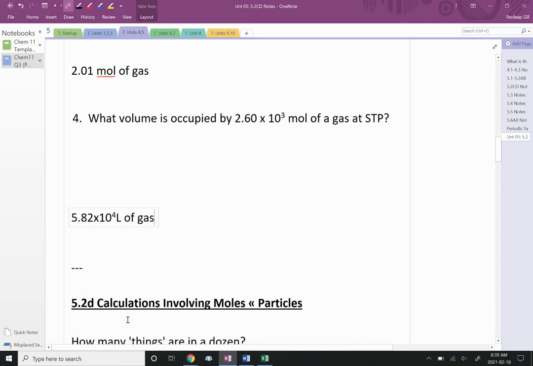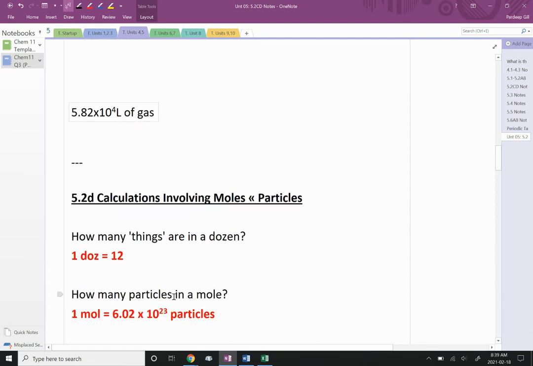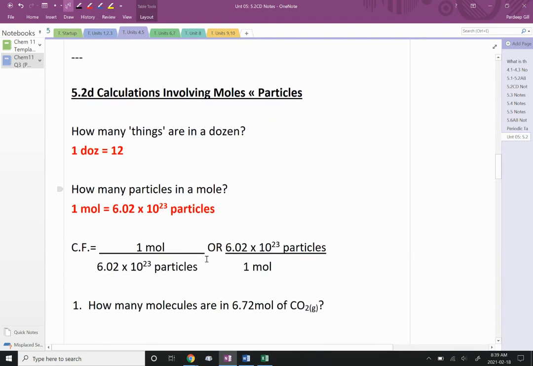Okay, so the next thing that I want to go over is calculations involving moles and particles. So remember we talked about how many things are in a dozen. One dozen has 12 items. How many particles in a mole? 1 mole has 6.02 times 10 to the 23 particles. So get used to saying that. The more you say that, the more comfortable you're going to be with this conversion factor. So the conversion factor we have here is 1 mole over the number of particles, or you can put the particles on top and the moles on bottom, depending on what you're trying to cancel out.